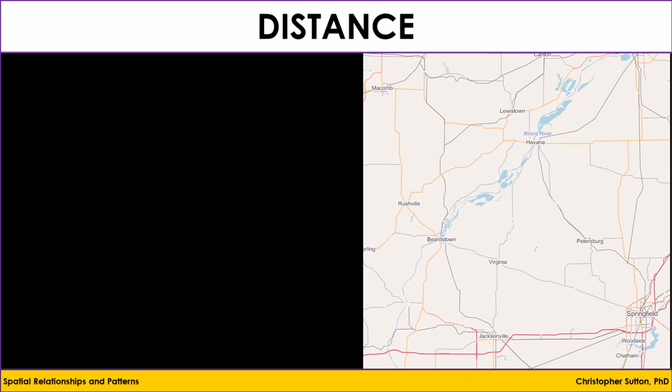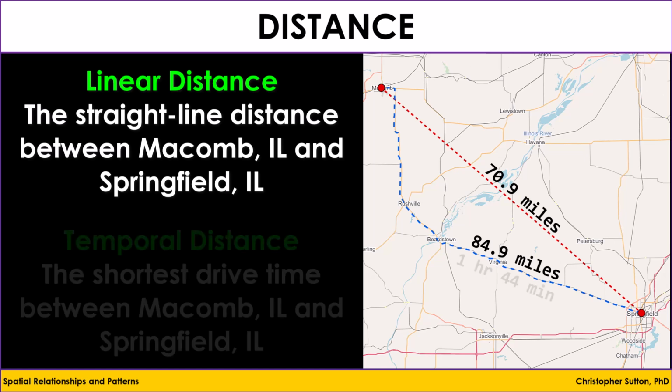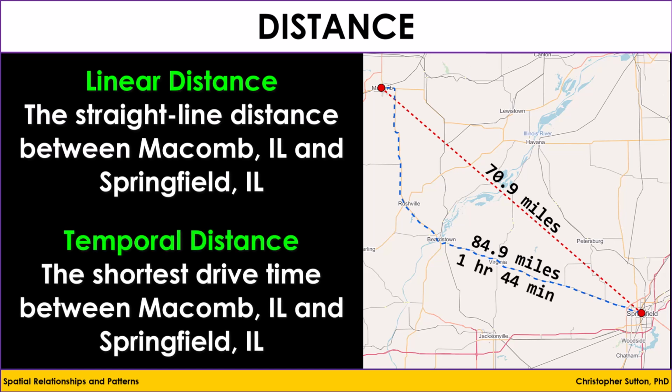In the northwest corner of the map is the city of Macomb, Illinois, and in the southeast corner is the city of Springfield, Illinois. Linear distance in this example can be measured as the straight line distance between Macomb and Springfield. People tend not to travel in a straight line between Macomb and Springfield, so linear distance might be measured as the route between the two cities. We also can measure this in terms of time. The shortest drive time between Macomb, Illinois and Springfield is 1 hour and 44 minutes, and we use both linear distance and temporal distance frequently in our day-to-day lives.